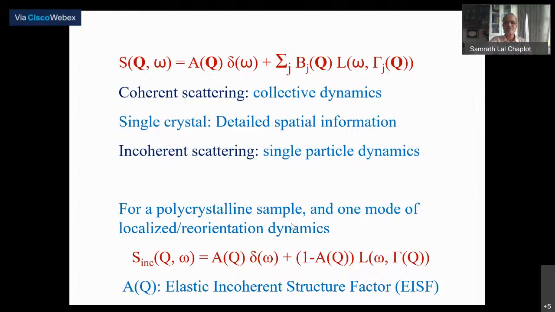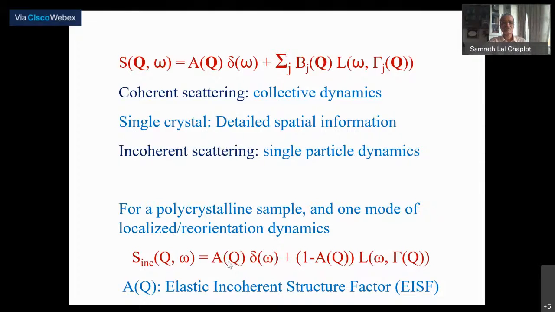So, for a given Q, again, this would have two components: the elastic scattering and the quasi-elastic scattering. This kind of function is suitably normalized, so that you have A(Q) and 1 minus A(Q) here. Total integration gives you just 1. This is called the elastic incoherent structure factor, because we are looking at the incoherent scattering, and this has all the geometrical information about how the localized dynamics takes place.